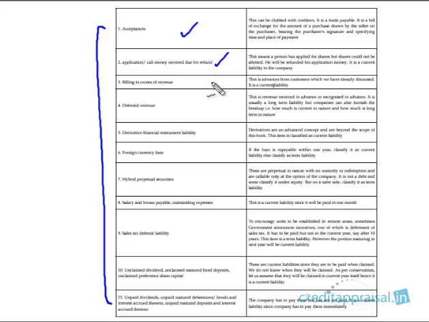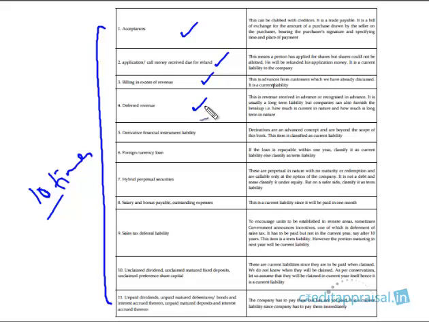An acceptance is a bill of exchange for the amount of purchase drawn by the seller on the purchaser. Application or call money received due for refund means the issue was oversubscribed. The company has received applications for shares, but the applicant could not be allotted shares. This happens if an IPO is oversubscribed 10 times. Many people applied for shares but didn't get them, so they'll be refunded the application money. Those items will be a current liability. Billing in excess of revenue is advance from customers, which we already discussed. This is a current liability.